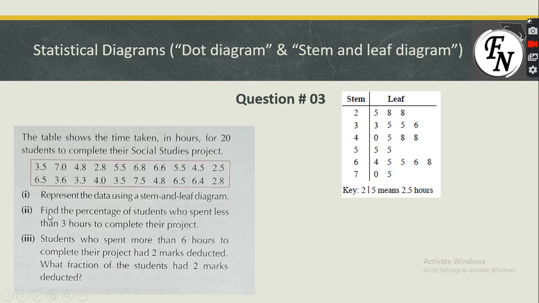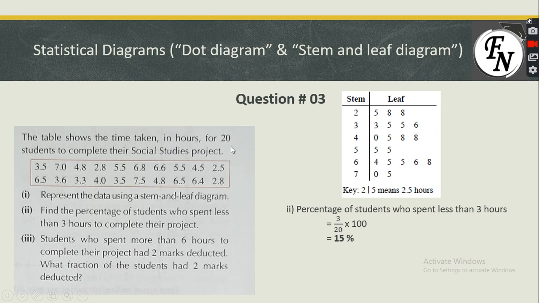Now the second part says to find the percentage of students who spent less than 3 hours to complete their project. So we need to know how many people completed the project in less than 3 hours. When we talk about less than 3 hours, these are the 3 people that completed in 2.5, 2.8 and 2.8. So there are 3 people who completed the project in less than 3 hours.